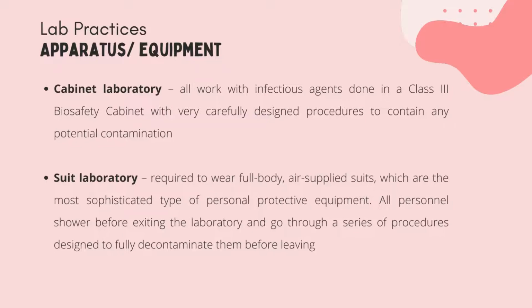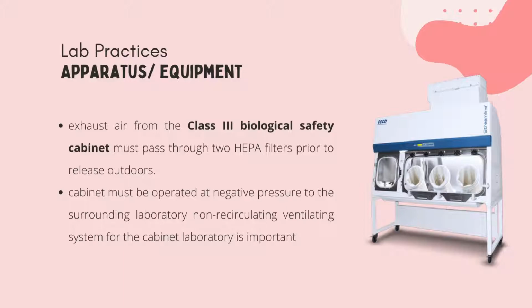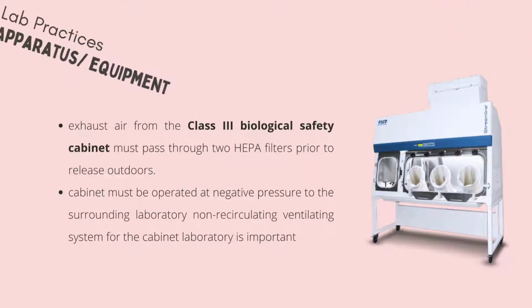Cabinet laboratory. All infectious agent work is done in a Class 3 biosafety cabinet with careful protocols. Suit. Laboratory workers wear full-body, air-supplied suits. Before that, workers go through a few procedures to disinfect themselves. Exhaust air from the Class 3 biological safety cabinet must pass through 2 HEPA filters before being released outdoors. The cabinet is always operated at negative pressure. A non-recirculating ventilating system is important.